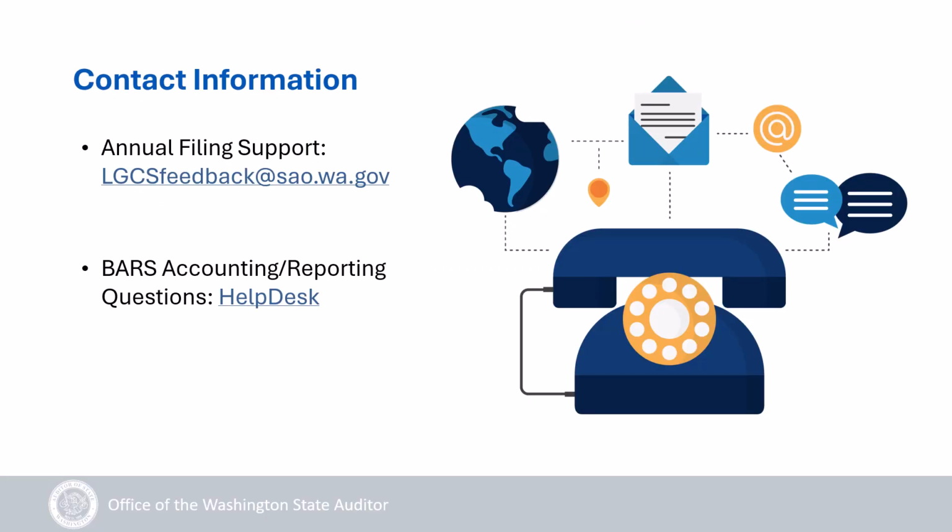And the best way to reach out to us with your annual report questions is emailing our filing support inbox at lgcsfeedback@sao.wa.gov. For those more technical accounting and reporting questions or BARS topics, we recommend submitting a help desk so it can be assigned to the right specialist on that topic.